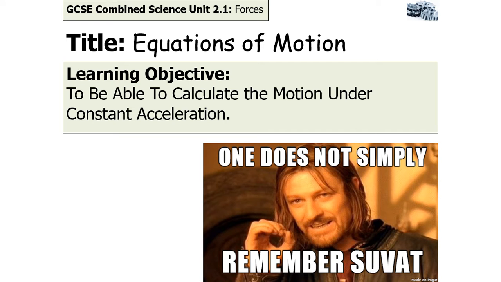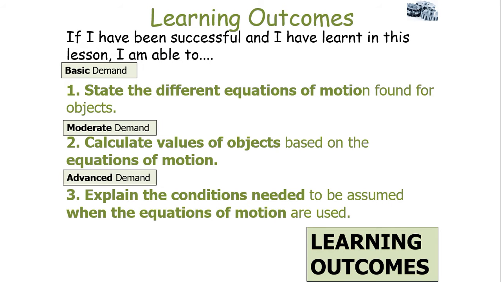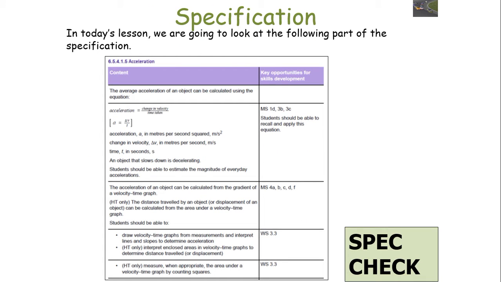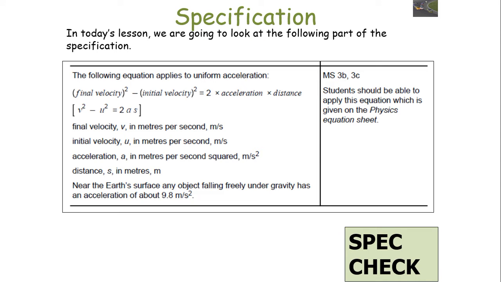What we're going to look at in today's lesson is to state the differences in the equations of motion found for objects, calculate values based on the equations of motion, and finally explain the conditions needed to be assumed when the equations of motion are used. So it's going to focus on the following part of the specification. We're looking at the acceleration part of the specification for GCSE Combined Science Physics, and in particular we're going to focus on this particular equation.